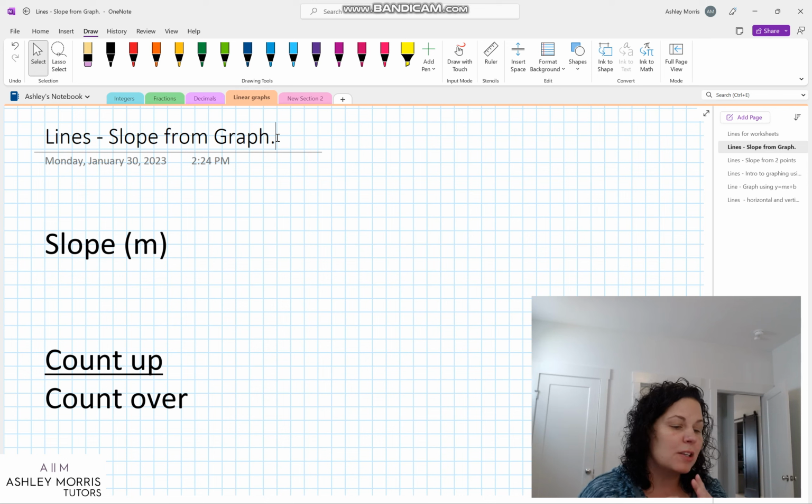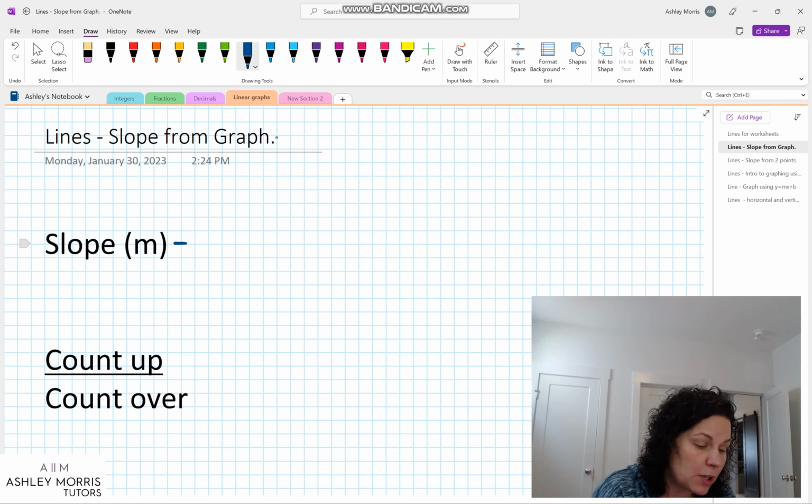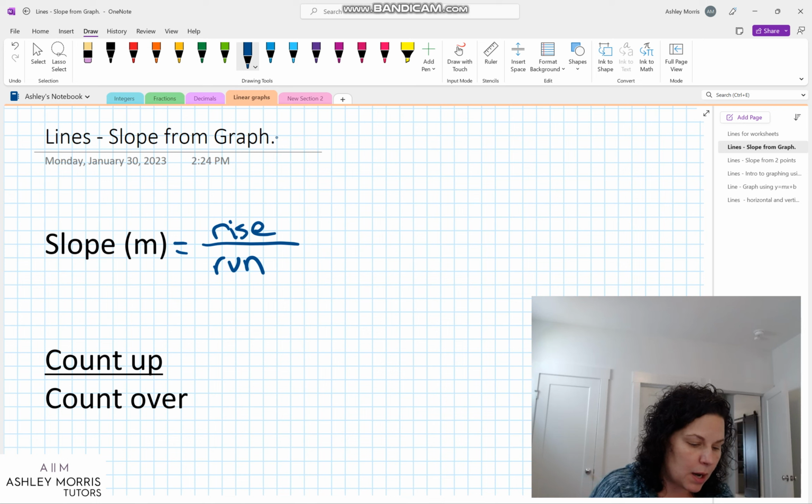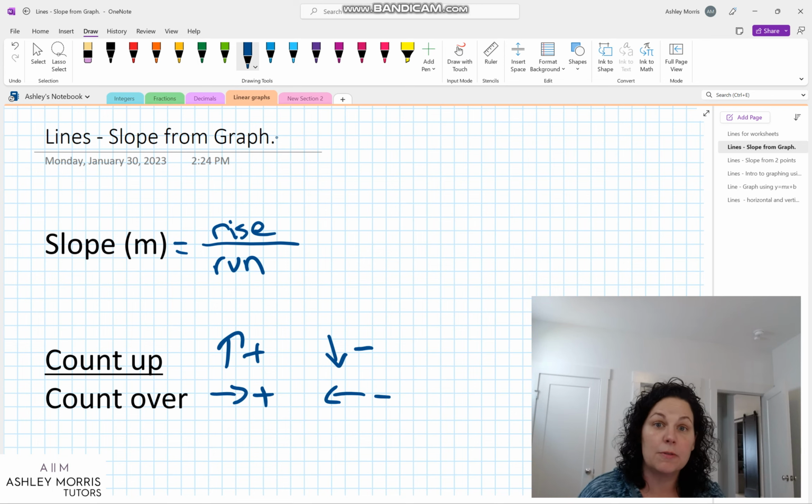So slope. Slope talks about the steepness of a line, and we use the variable m. I don't know why we use variable m. Just go with it. And we talk about it like rise over run. So you're going to count up, and then you're going to count over. Up is positive, down is negative, right is positive, and then left is going to be negative.